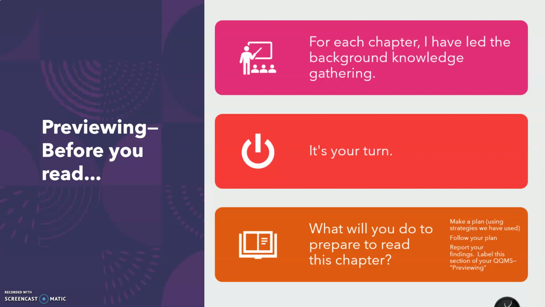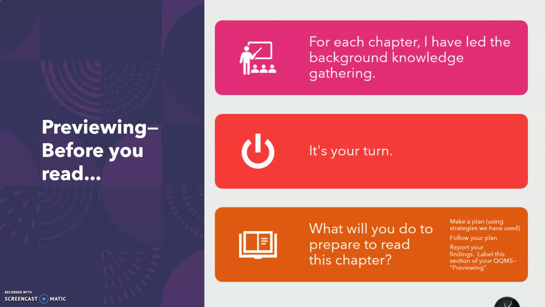So decide what you should look up, decide what you should watch, if there's videos on memory that you think you should watch, or whatever you think is appropriate. But you plan your strategy, write it up, follow your plan, and then report your findings. Let me know how all of it went and how it was helpful. Label this section of your QQMS previewing.